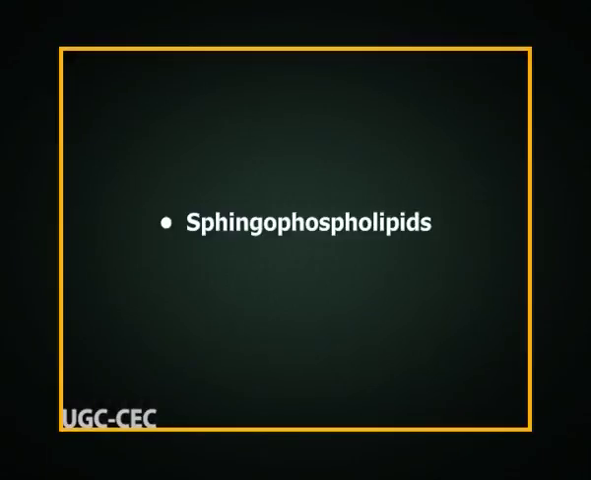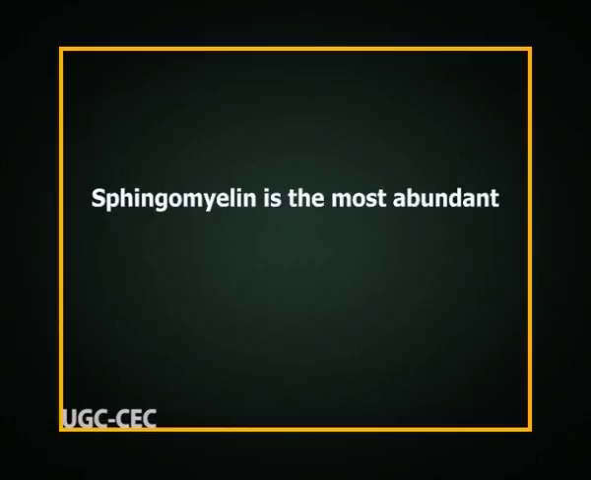Phosphoglycerides are the most abundant phospholipid molecules found in plasma membranes. Now, sphingophospholipids. Sphingophospholipids contain an amino alcohol called sphingosine instead of glycerol, a fatty acid, phosphate, and an alcohol attached to the phosphate. In sphingophospholipids, the amino group of the sphingosine backbone is linked to a fatty acid by an amide bond. Sphingomyelin is the most abundant sphingophospholipid.